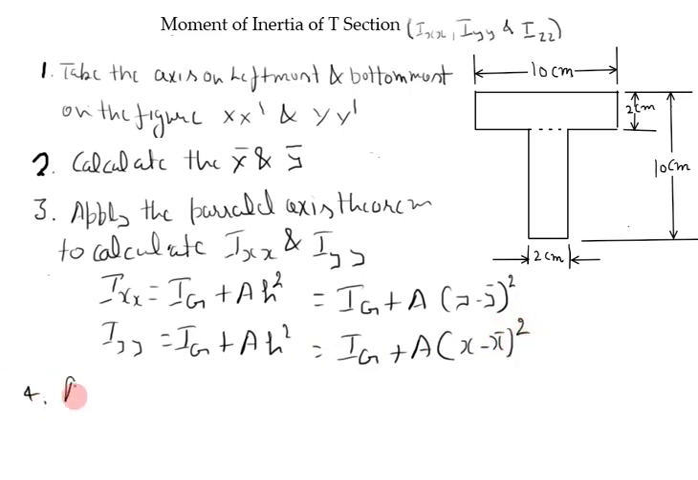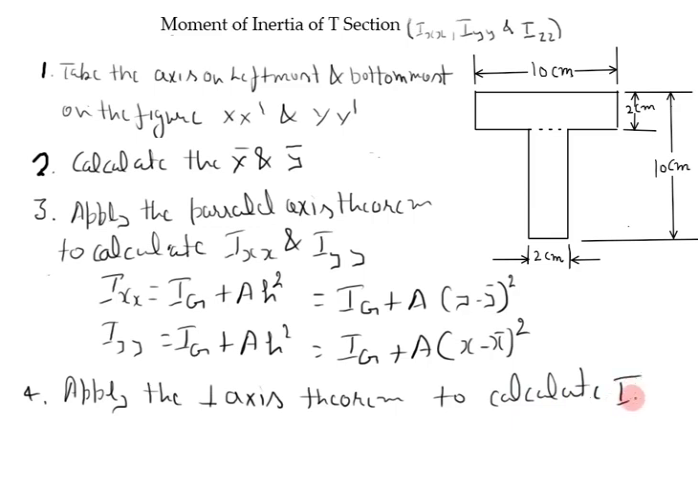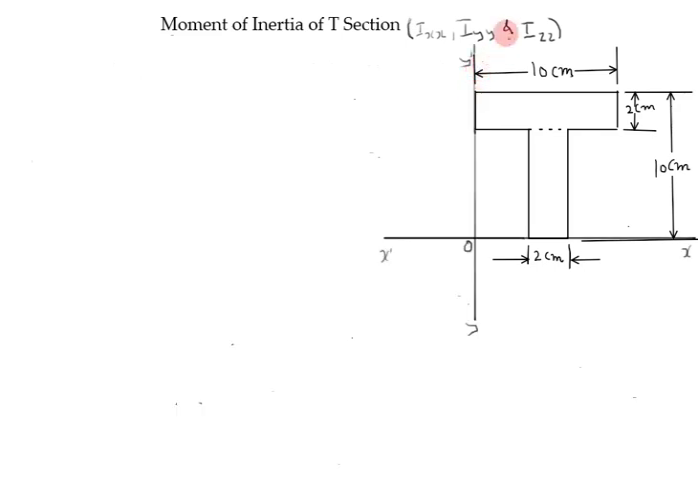And the fourth one is to apply the perpendicular axis theorem to calculate Izz. So by the perpendicular axis theorem, Izz is equal to Ixx plus Iyy. Now first take the xx dash and yy dash axes at the leftmost and bottommost of the figure. Now calculate the x bar and y bar.